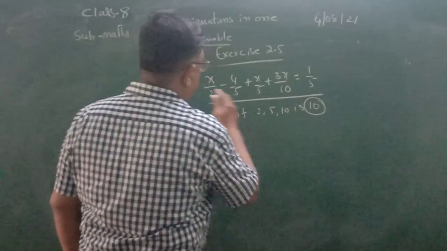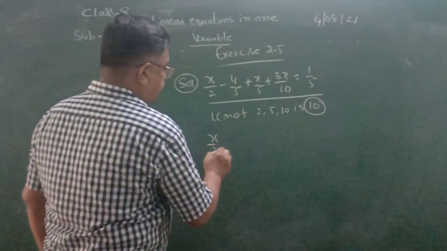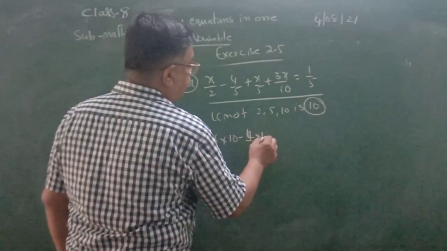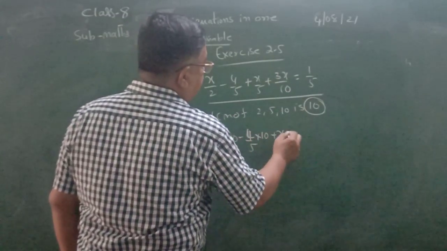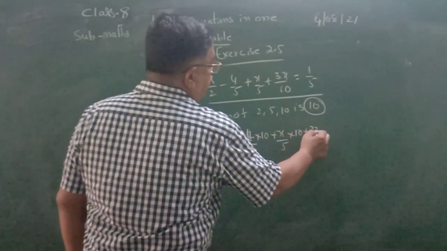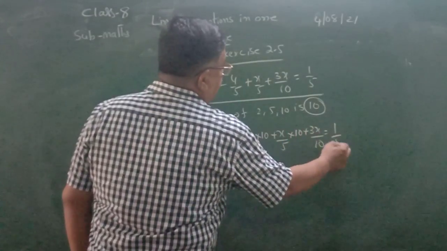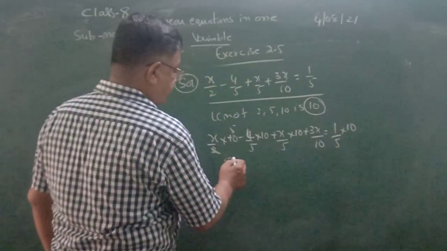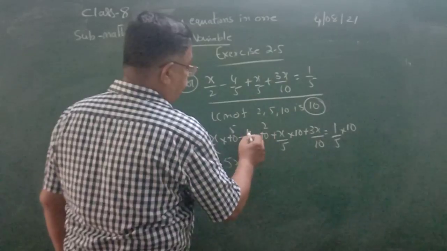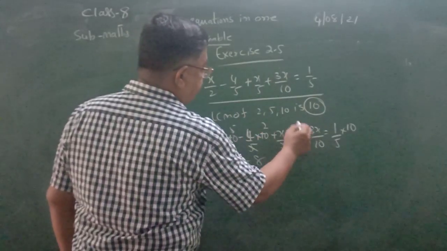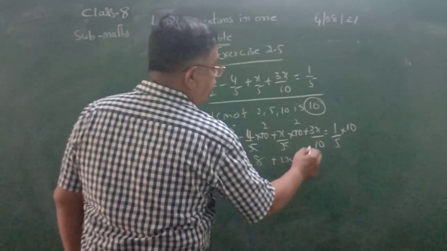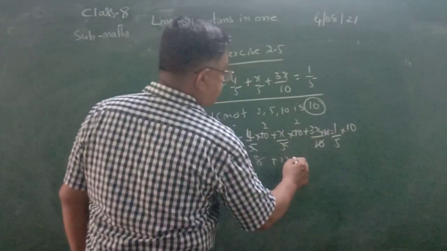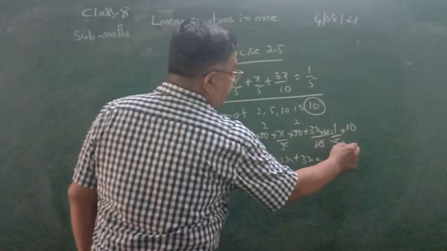Now with the LCM I am multiplying each term. x by 2 into 10 minus 4 by 5 into 10 plus x by 5 into 10 plus 3x by 10 into 10 is equal to 1 by 5 into 10. 2 ones, 2 5s, so you get 5x. 5 ones, 5 2s, 2 into 4 is 8, and it is minus 8. 5 ones, 5 2s, it is plus 2x. And here 3x by 10 into 10, the 10s get cancelled, plus 3x is equal to 5 ones, 5 2s.